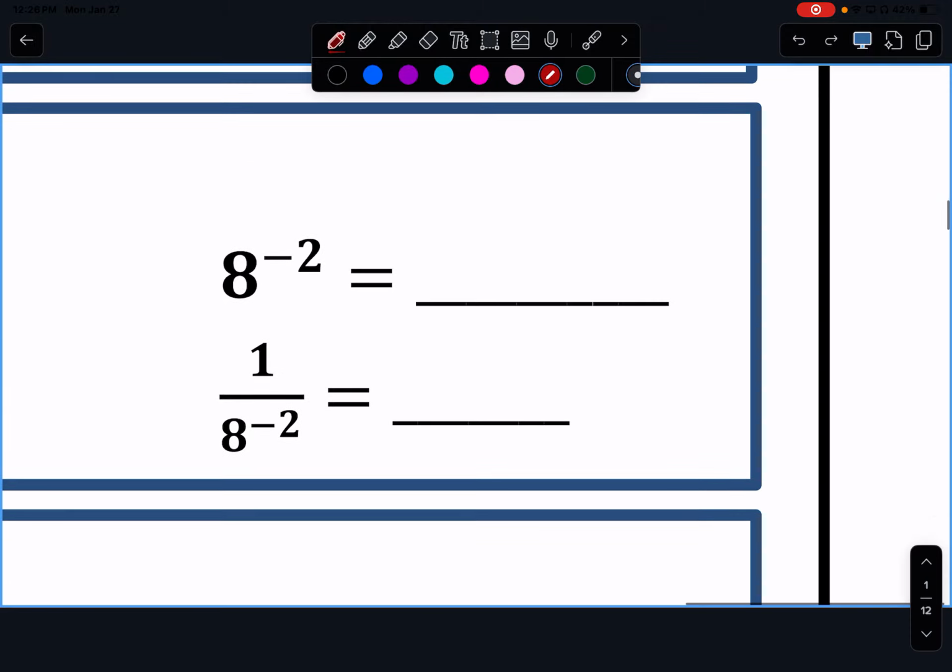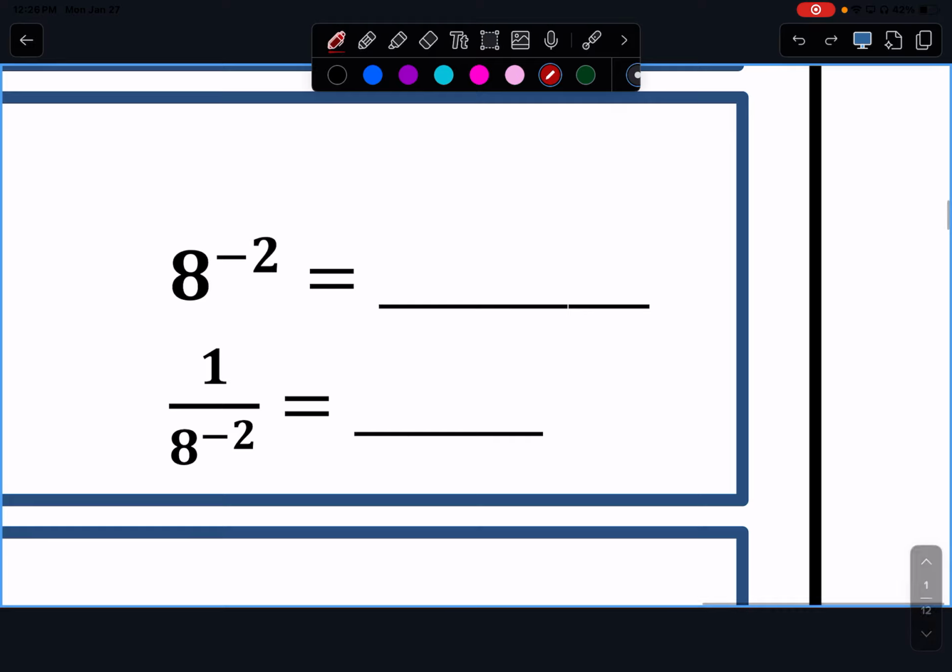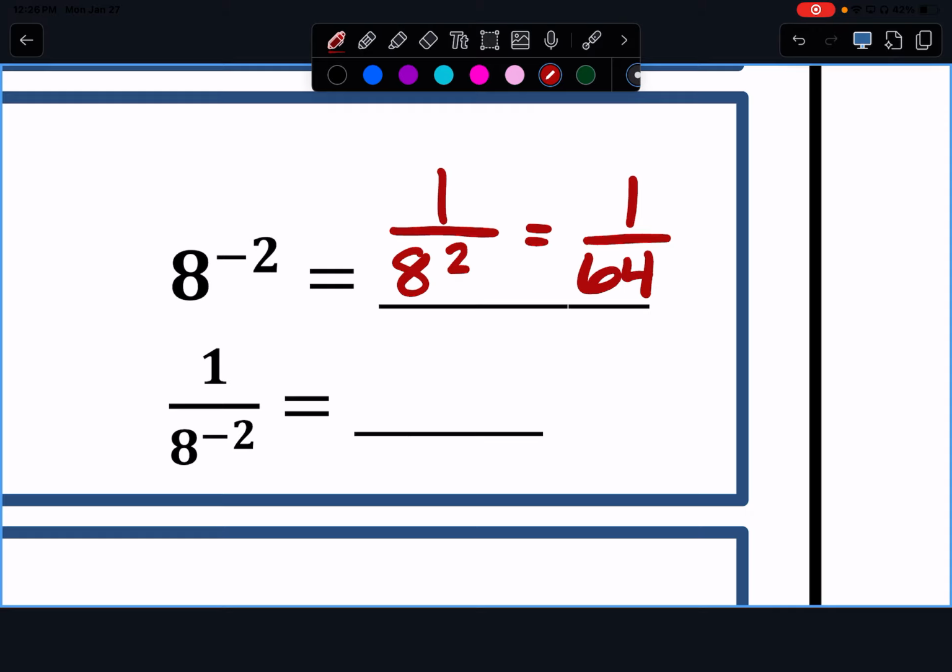So down here, what would I do for 8 to the negative 2? Does it need to be moved to a numerator or a denominator? Denominator. So we'll do 1 over 8. Does my exponent need to stay negative or become positive? Become positive. And what is 8 squared? 64. Now this one is in the denominator. So does it need to stay in the denominator or move to the numerator? So we get 8 squared. Okay? 8 squared is what? 64.